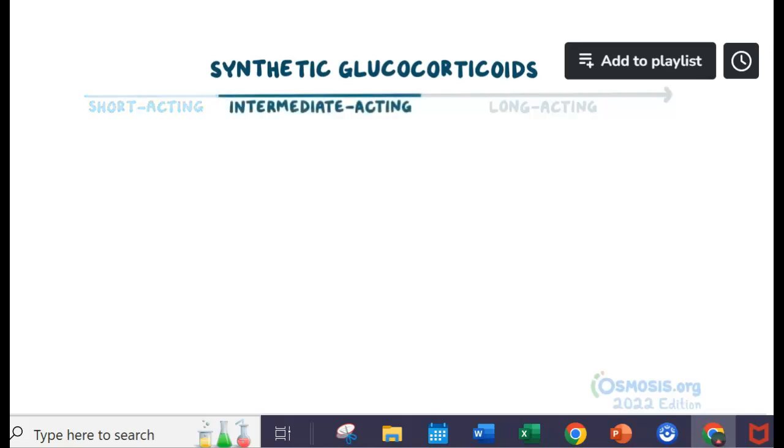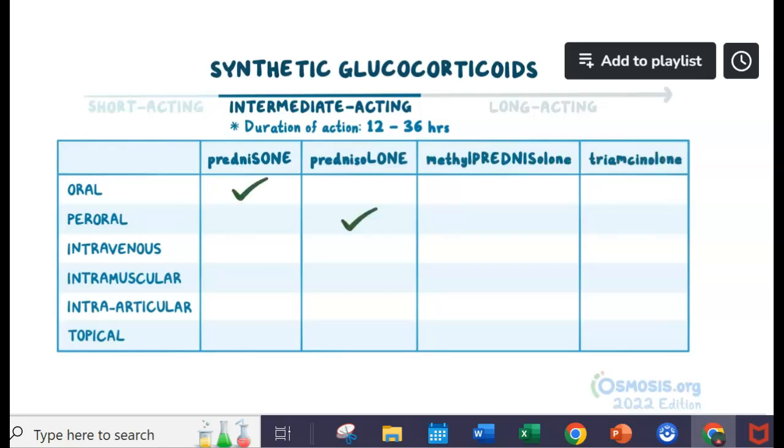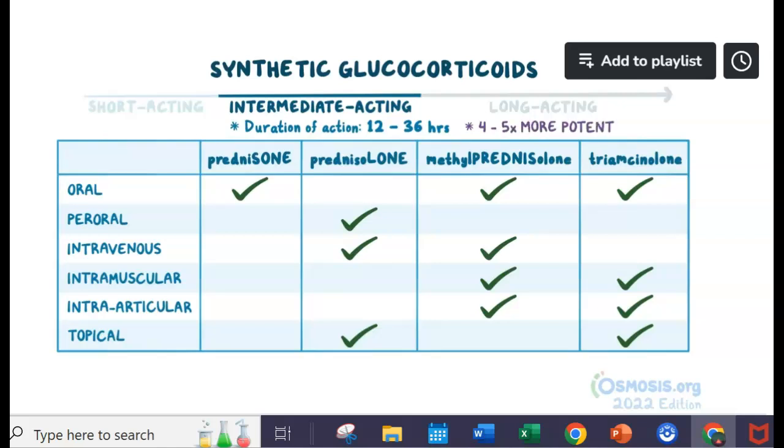The second group are intermediate-acting glucocorticoids, with duration of action of 12 to 36 hours. Prednisone, prednisolone, methylprednisolone, and triamcinolone fall under this group. Prednisone is taken orally, while prednisolone has peroral, intravenous, and topical use. Next, methylprednisolone can be taken orally, intravenously, intramuscularly, or intraarticularly, while triamcinolone has oral, intramuscular, topical, and intraarticular use. In comparison to short-acting glucocorticoids, intermediate-acting glucocorticoids are almost 4 to 5 times more potent, meaning a lesser dose is needed to produce the desired response.